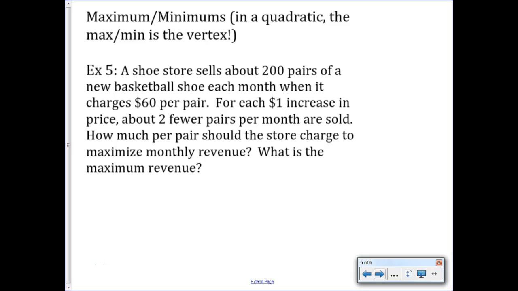Okay, this is a maximum minimum problem, and we'll see several of these over the course of this chapter. So in a quadratic, the max and min is the vertex. We should remember that from our first problems that we did.